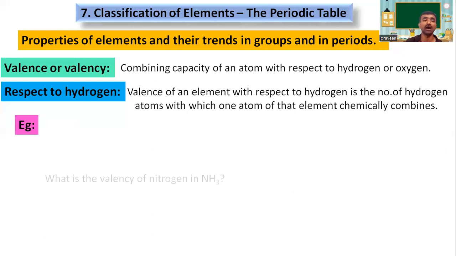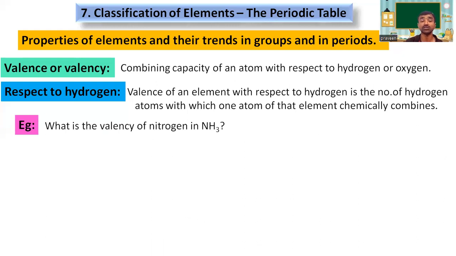That is ammonia, NH3. So what is the valency of nitrogen in ammonia, NH3? Around the nitrogen, how many hydrogens are there? 3. So the valency of nitrogen is taken as 3.